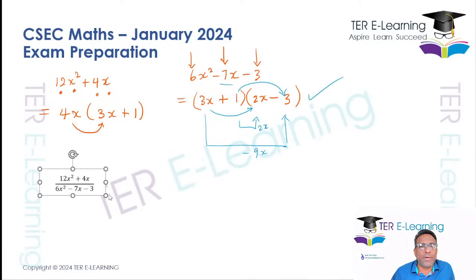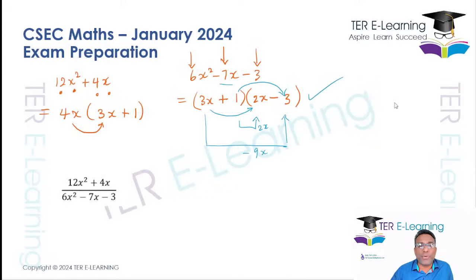Now, this is what we want to simplify, right? We want to simplify this. Now, what we're going to do is make use of some of the things we already worked out. So 12x plus 4x, right? When you factorized it, you got this.